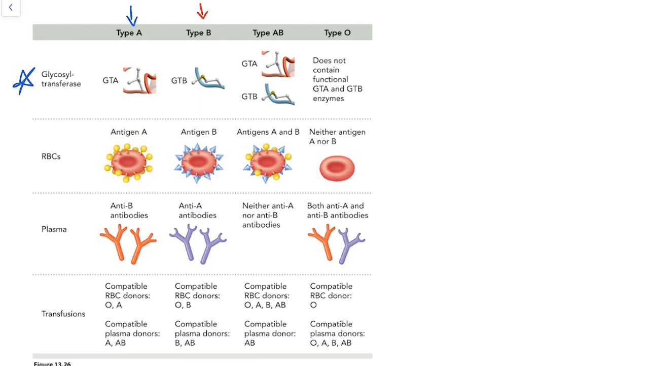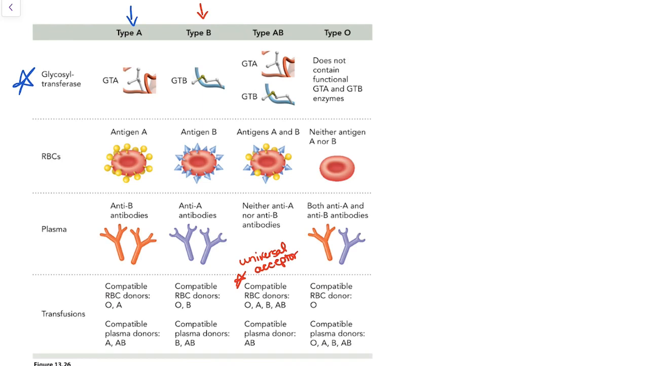The type AB has both transferases, both antigens present on the outside of their red blood cells. They are not going to have anti-A or anti-B antibodies in their plasma. So they are what we call a universal acceptor. The compatible donors for type AB, because they don't have antibodies against A or B, can be A, B, AB, and O. So they become the universal acceptor for red blood cell donors.